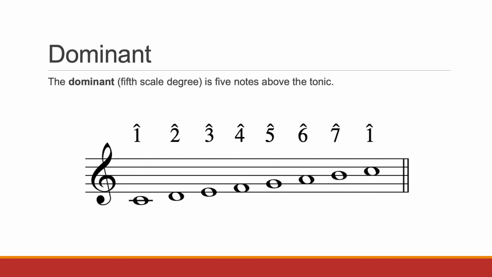The dominant, the 5th scale degree, is 5 notes above the tonic. So here's the tonic and the dominant. The subdominant, the 4th scale degree, is 5 notes below the tonic. So here's the high tonic and the subdominant.